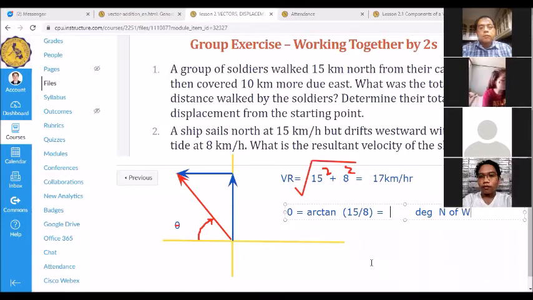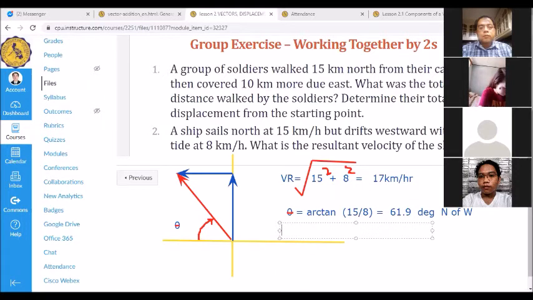62, sir. Any decimal? 61.9. It's 61.9, sir. Okay, we'll go with 61.9 degrees north of west. So again, this is our theta value. So the angle over here, this is the one that we have. Since this is west and this is north, this is north of west, our angle.